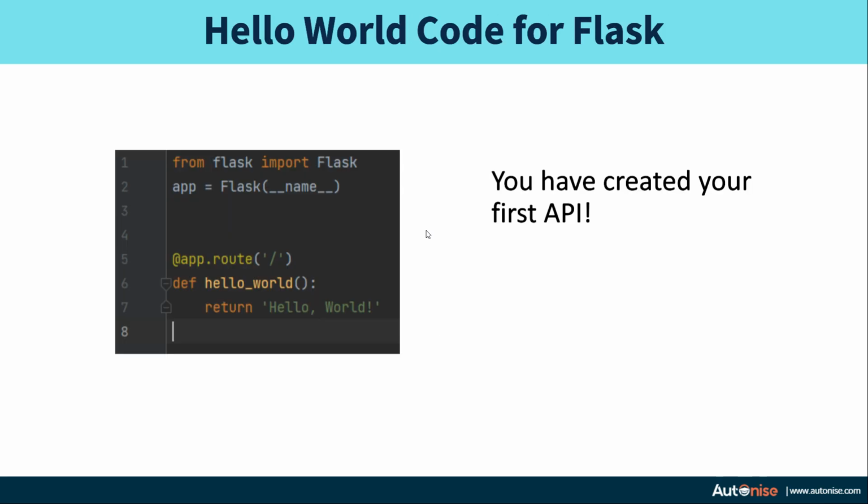To execute the Hello World code on Flask, first you need to create a file. You can name the file hello.py and put this code inside of it. In this code, we have from Flask import Flask. Then we create an app using the Flask which we have imported.